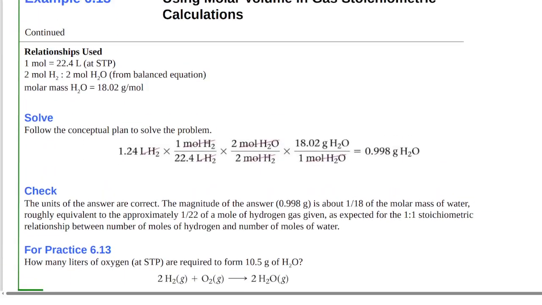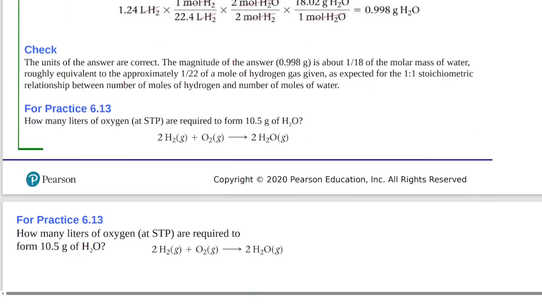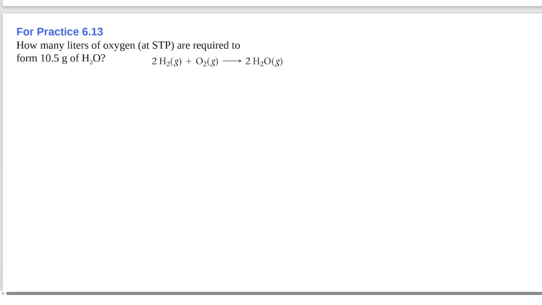So here's the calculation. 1.24 liters of hydrogen. That's 22.4 liters per mole at STP. 2 moles of hydrogen yields 2 moles of water from the balanced equation, and 1 mole of water is 18.02 grams from the molecular weight, and that gives us 0.998 grams of water formed from 1.24 liters of hydrogen. Next, we'll work the practice problem.